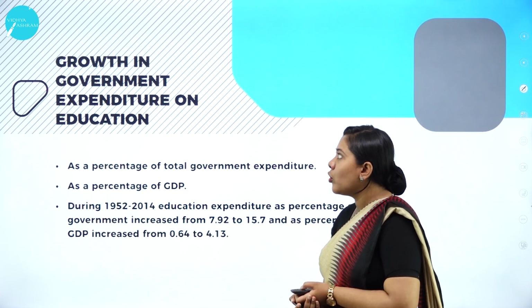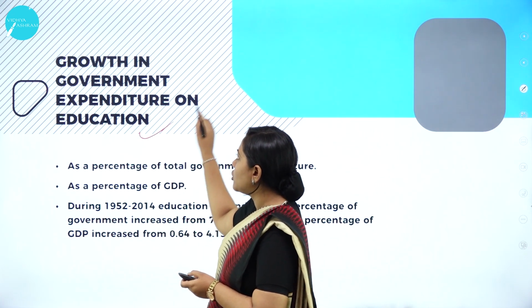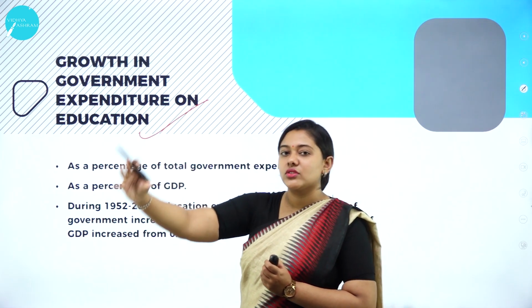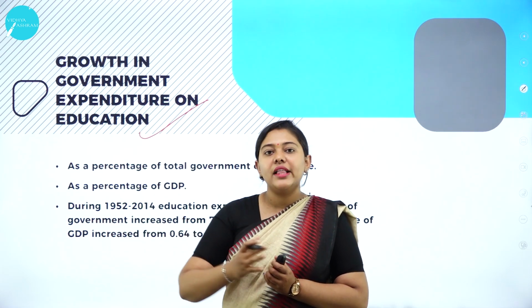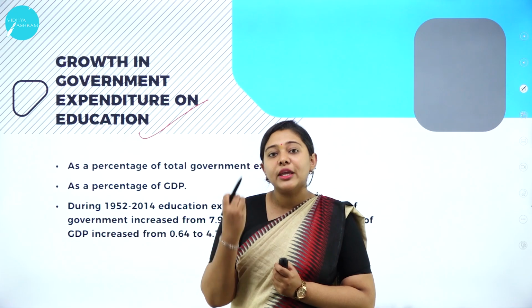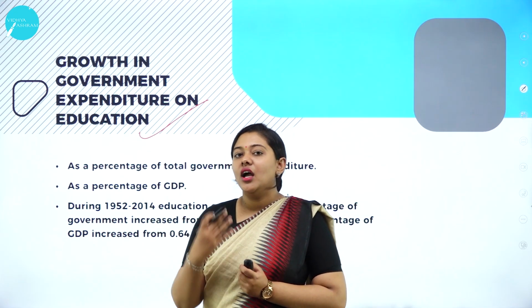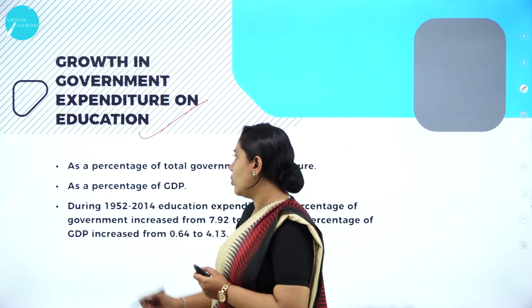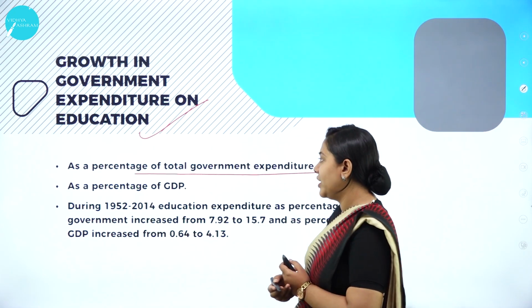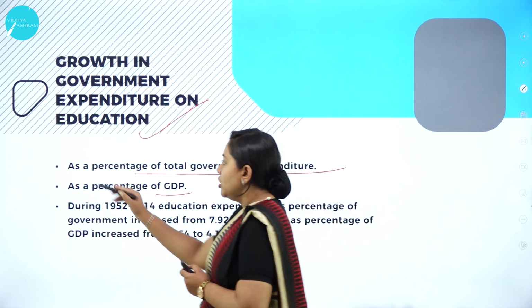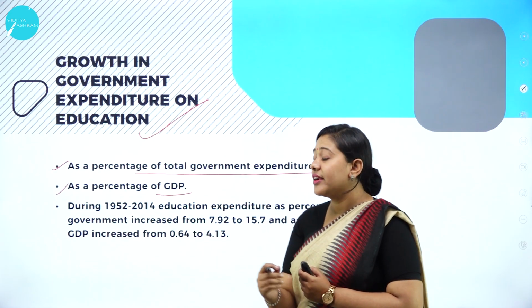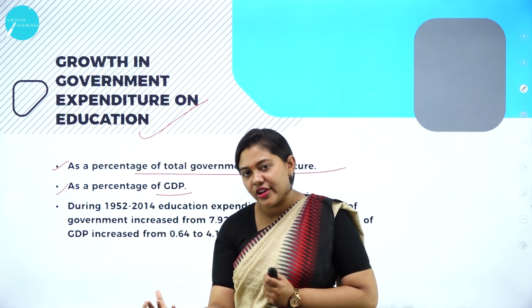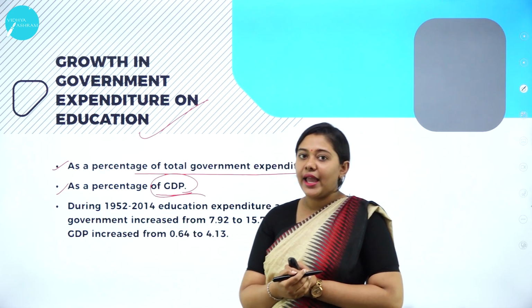Moving forward, growth in development and expenditure on education. What growth can we see? What changes can we see as we have invested so much in education and healthcare? What is the impact, in stats, that we can see in order to check our GDP and our national income? So that is what we are seeing now, as a percentage of total government expenditure and as a percentage of GDP. Two things we are measuring here: as the government has expenditure, what output have we got, and the percentage of GDP is explained here.